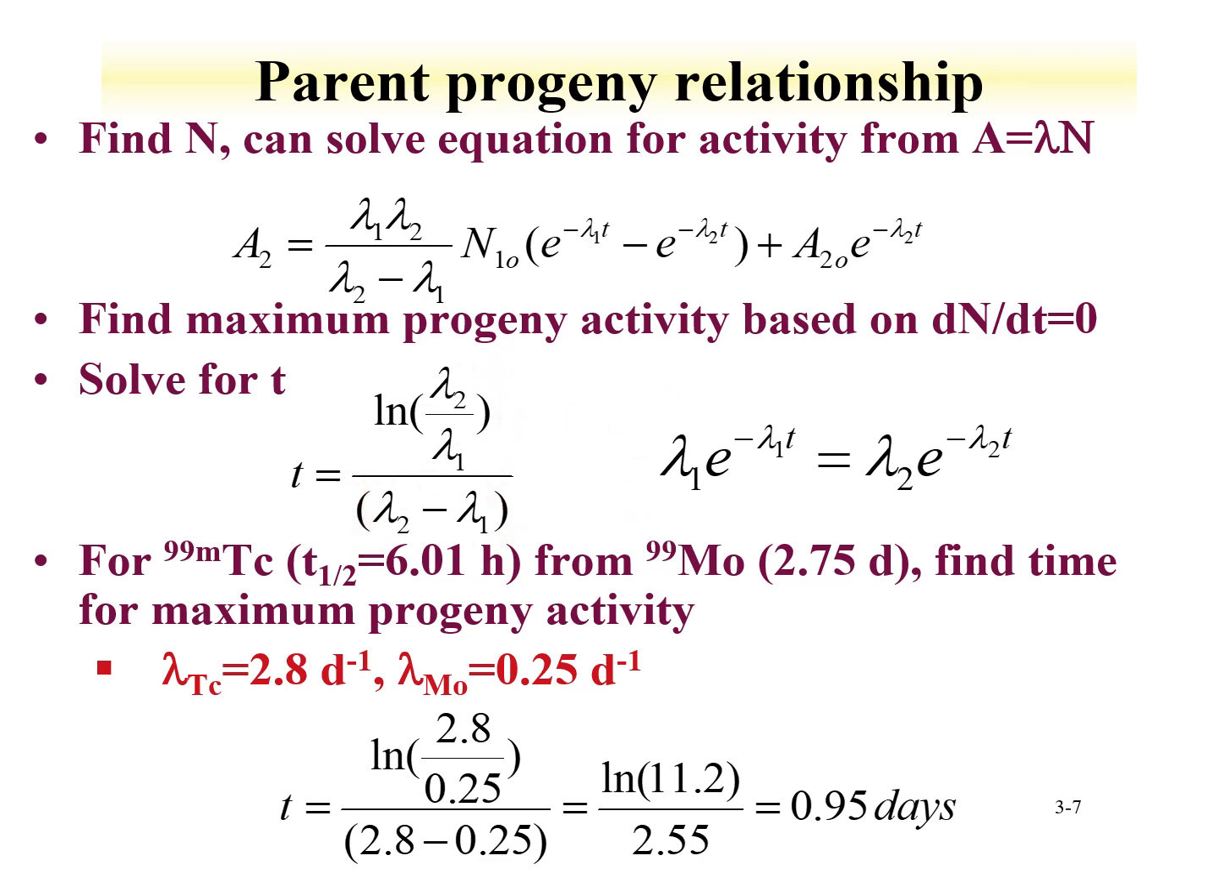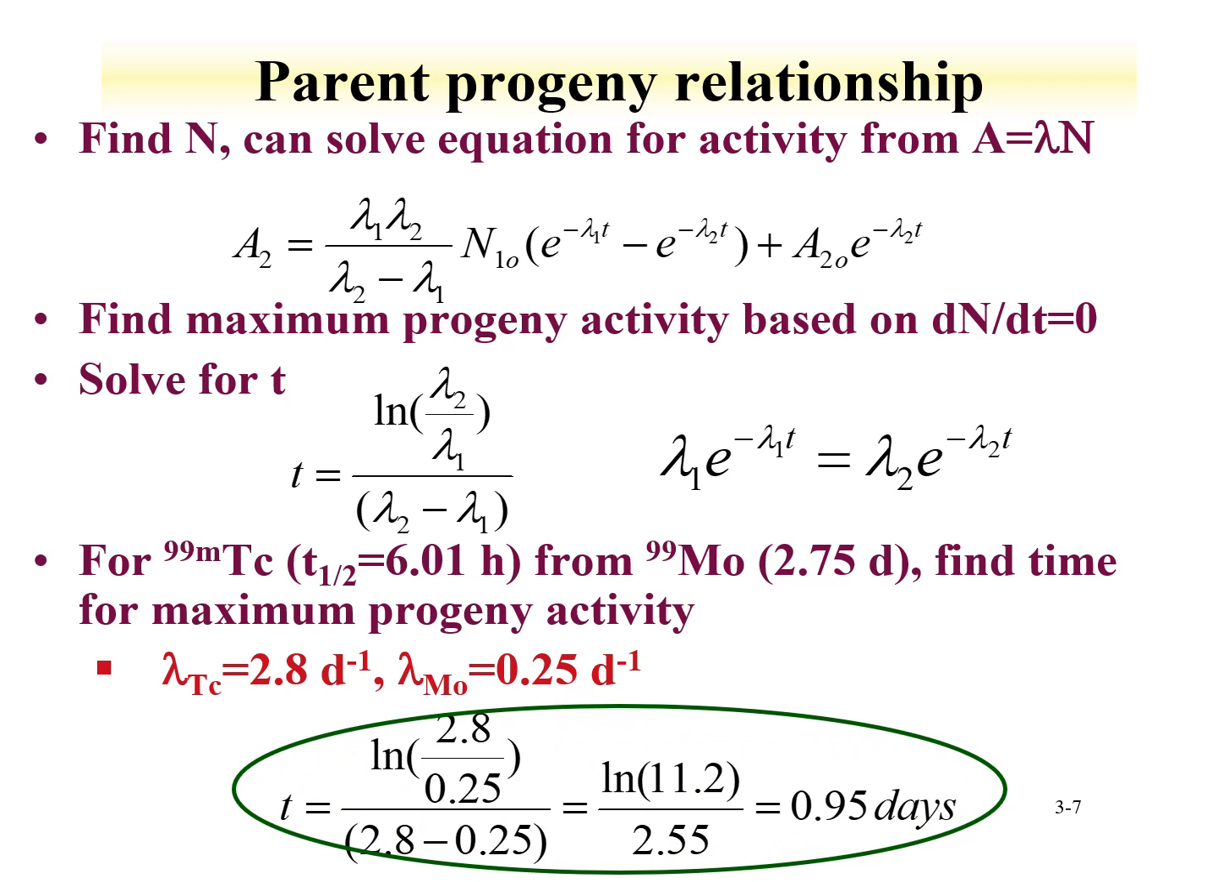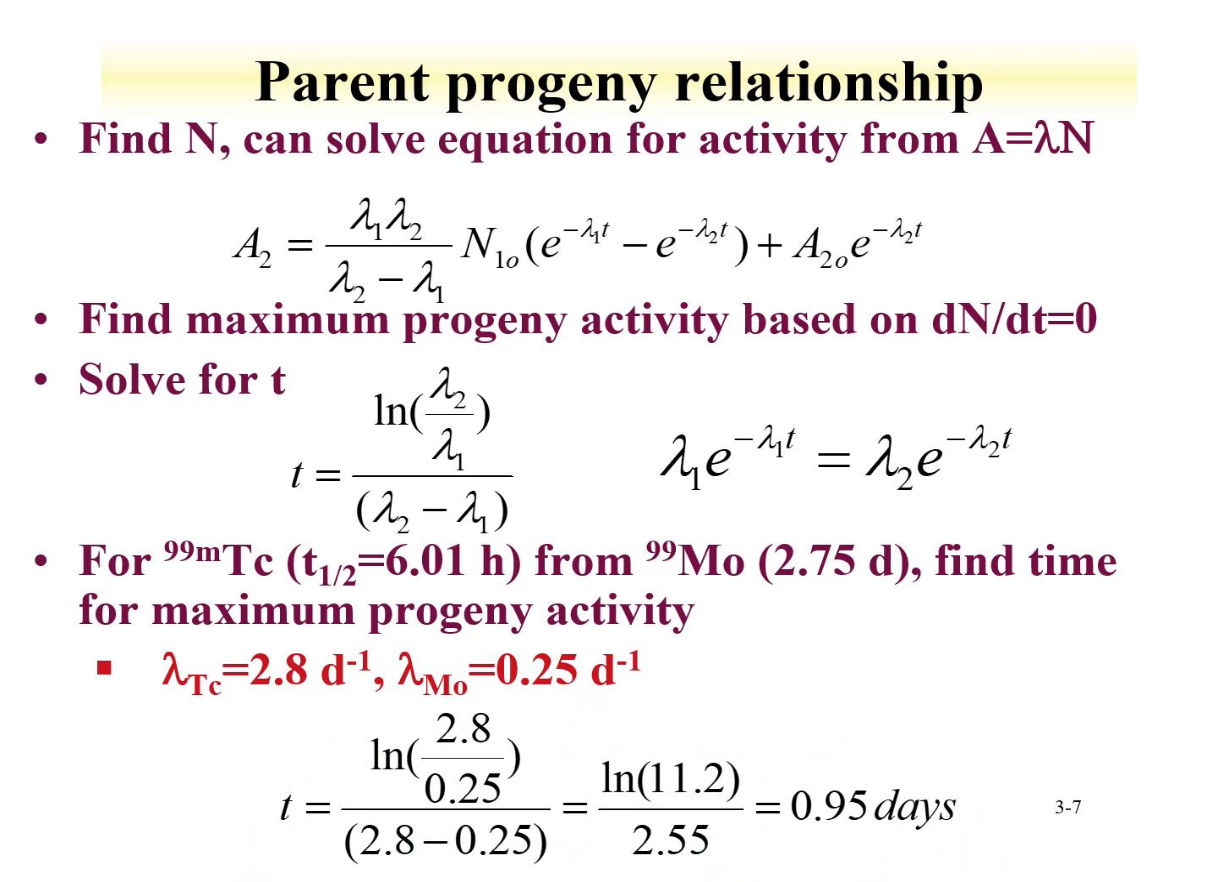We can use this equation and input data. If I have a generator, for instance, I'm making technetium-99m, which has a 6-hour half-life, from the decay of molybdenum-99, so this is the parent, this is the progeny. Find the time for the maximum progeny activity. Well, we just plug in the lambda 2, which is the technetium. Lambda 1 is the molybdenum. We make sure the units are the same, days and hours. So make sure you convert these hours into days. And this basically says in about a day, this has reached a maximum.